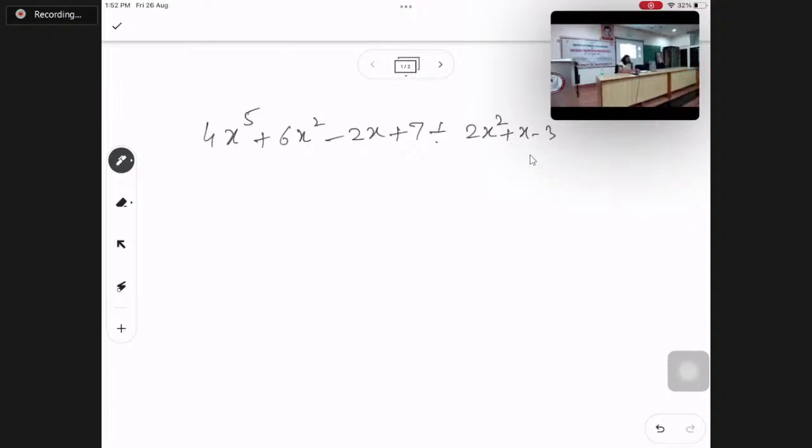So we write the coefficients in the decreasing order. 4, 6. Here this is x5. The x4 term is missing, cubic term is missing. So 0, 0, 6, minus 2, 7. And here also you write this is 2, 1, minus 3.